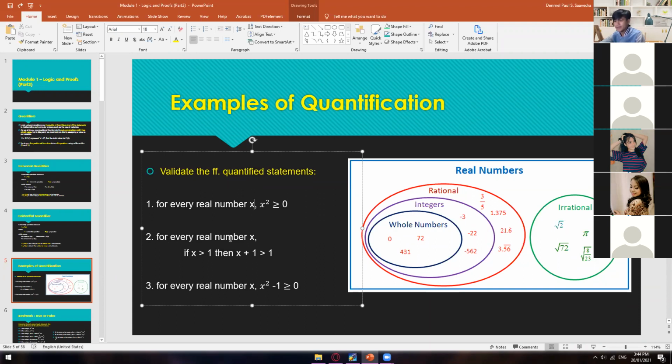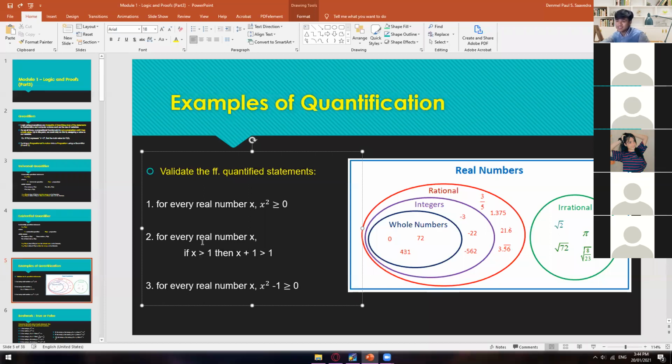How about number two? For every real number x, if x is greater than 1, then x plus 1 is greater than 1. True or false? True, sir. Number two is true.